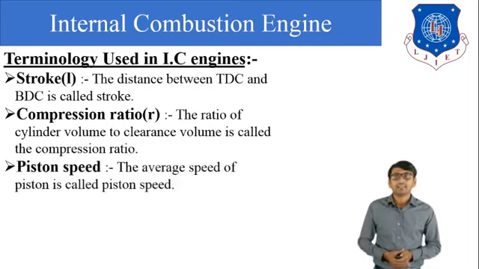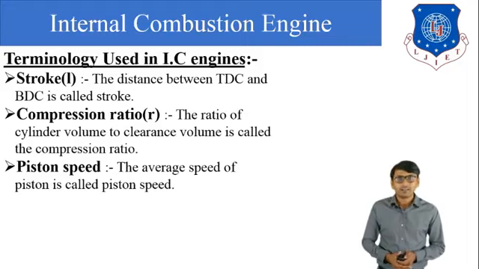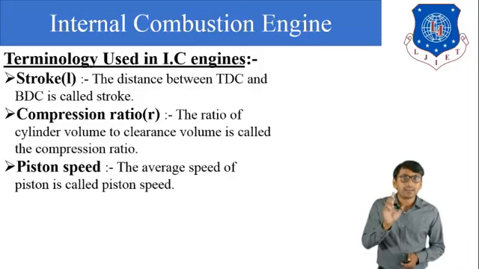Then piston speed. The average speed of the piston is called piston speed, and the formula of piston speed is 2LN. What do you mean by L? That is stroke length, and capital N is engine speed. So the formula of piston speed is 2LN.